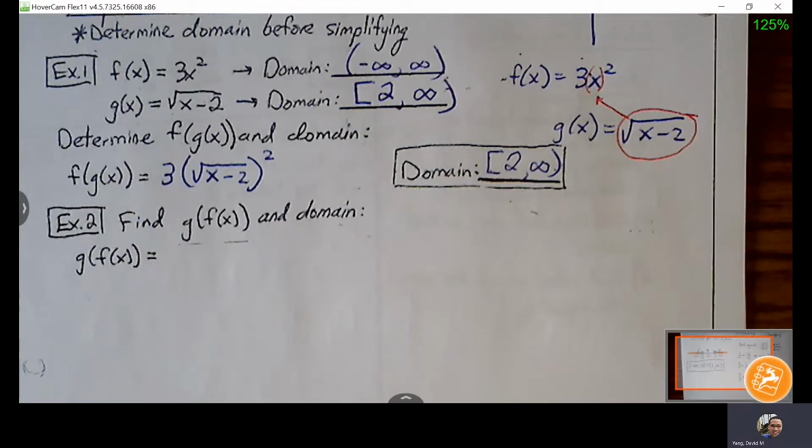Example 2, we're going to go the other direction. We're going to find g of f of x. So now I'm going to take my entire f of x function and then put it into my g of x function.